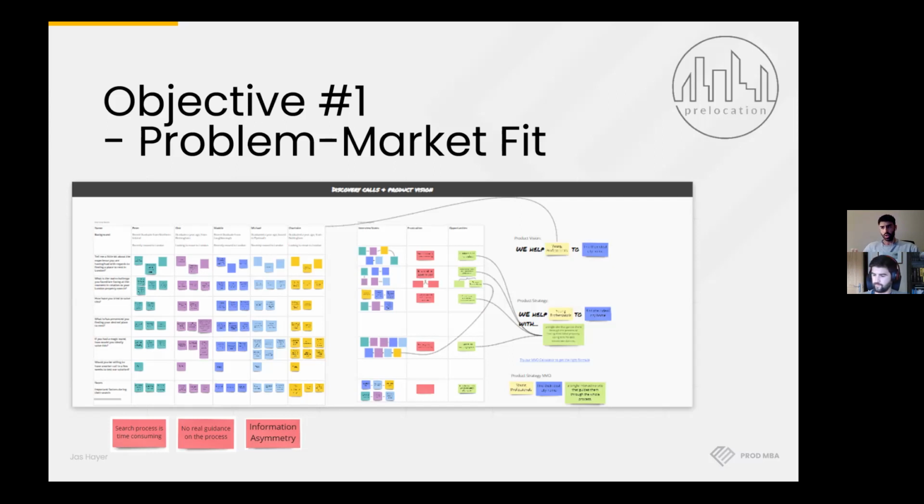So the search process is time consuming. They were using multiple sites to get the information that they wanted. There was no real guidance on the process. This isn't just the process of finding a place, but also how you go about securing that place as well. And then also information asymmetry. A lot of the information we're getting from estate agents, if you're going down that route, is very sales-led. And we don't know if it's credible because we've not had experience relocating before, being young professionals.